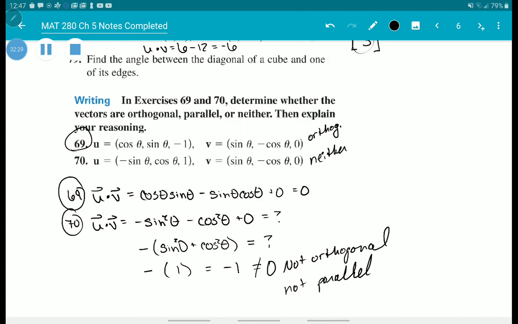So this is the end of the review of dot products. In the next section, we're going to pick up talking about the formal definition of a Euclidean inner product. And then we're going to do some fun stuff with that. So fun things to come.